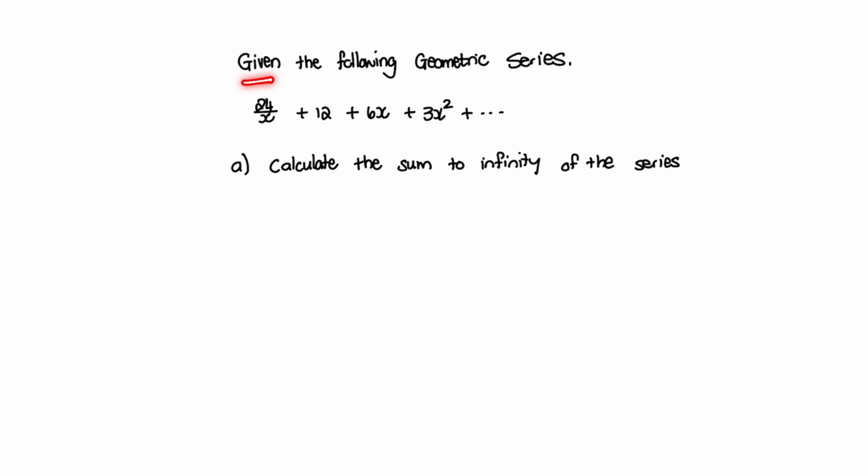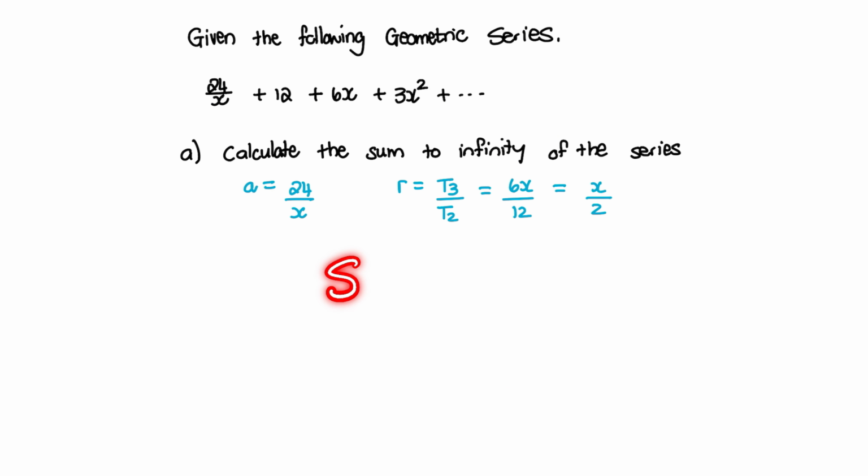In this video, we'll focus on an exam type question for a geometric series. We are given the following series: 24 over x plus 12 plus 6x plus 3x squared, and that pattern continues. The question says, calculate the sum to infinity of the series. For the sum to infinity, we will use the formula a divided by 1 minus r that we can find on our formula sheet.